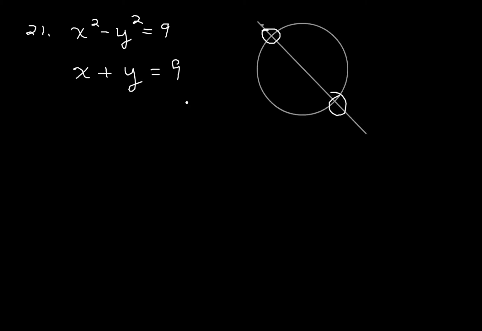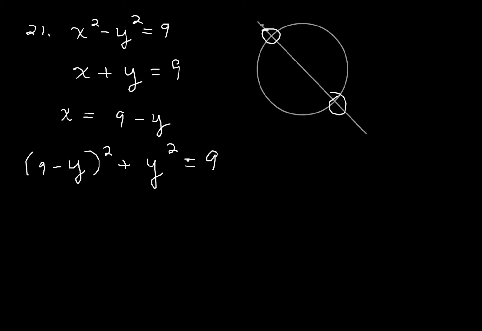Now, sometimes you can add the two equations together and eliminate a variable, but this doesn't work because these are squared and these are not. If they're all squared, you can do that. So I'm just going to solve this one for x. So we get x equals 9 minus y. And then we put it up here, 9 minus y, quantity squared, plus y squared equals 9. And we're going to work all that out.